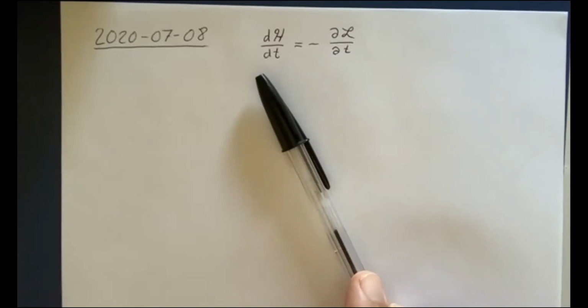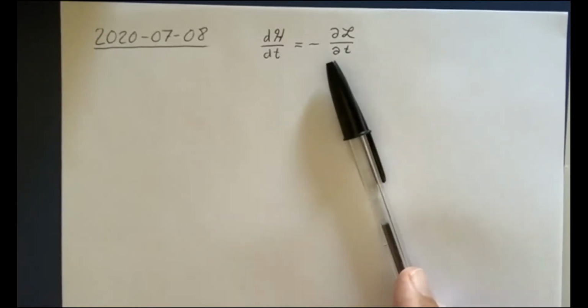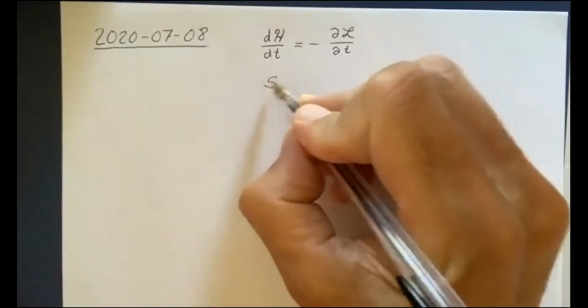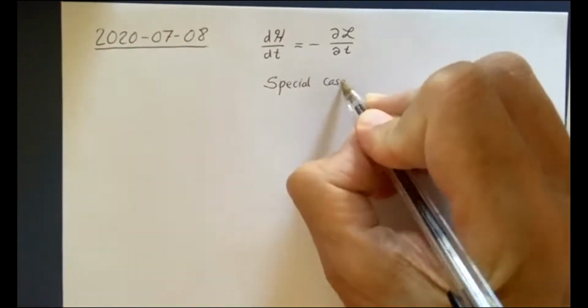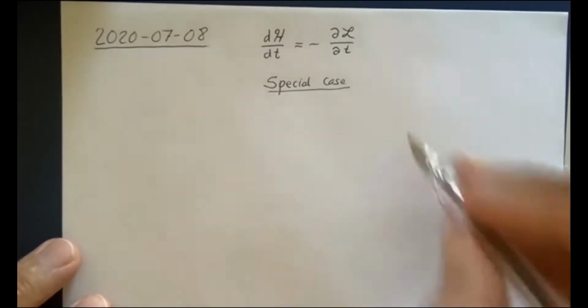Okay, so it's remarkable again. This is the total time derivative of the Hamiltonian minus the partial time derivative of the Lagrangian. We're really just interested in the special case, and there's a special case that we like here. It's when the partial derivative of the Lagrangian with respect to t is 0.